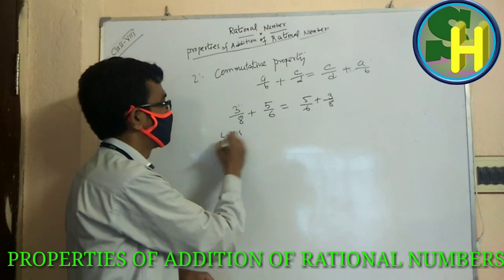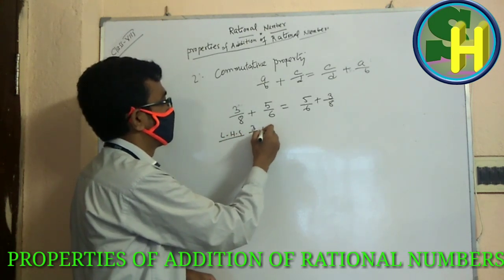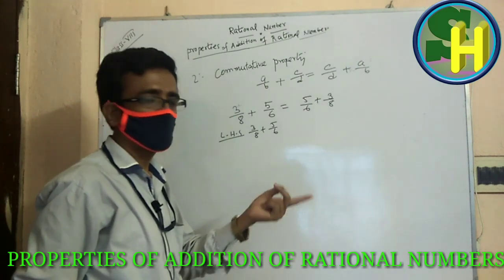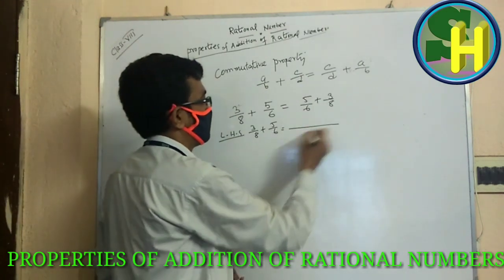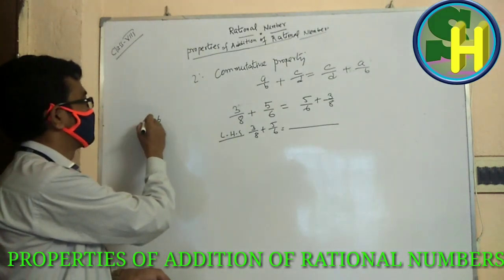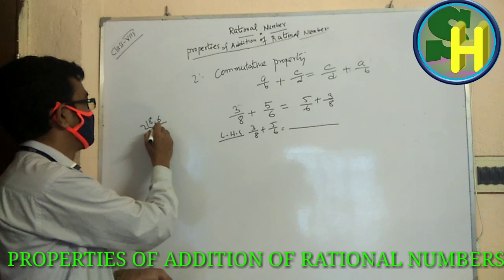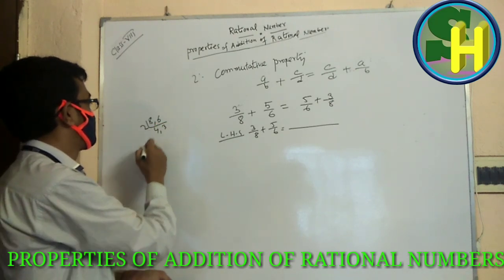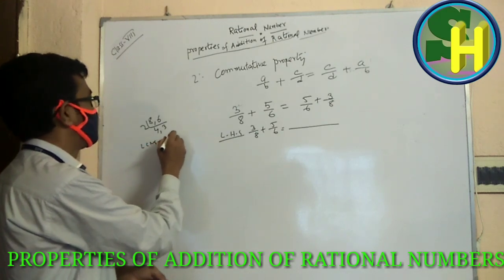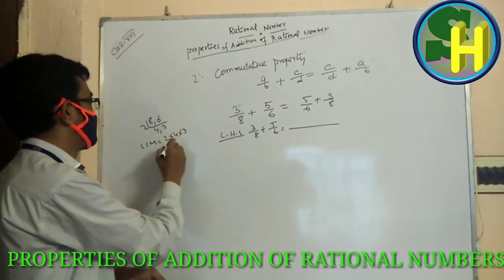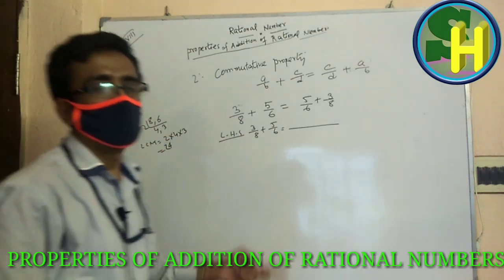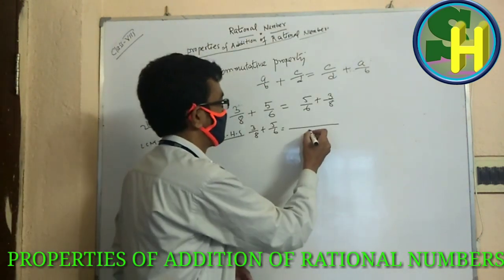Left hand side: 3 by 8 plus 5 by 6. Both have unequal denominators, so find the LCM. The LCM of 8 and 6 is 2 into 4 into 3, that is 24. The LCM is 24, so this is 24.